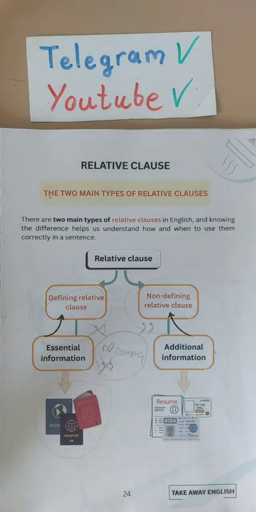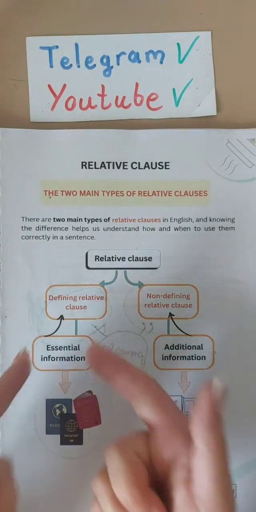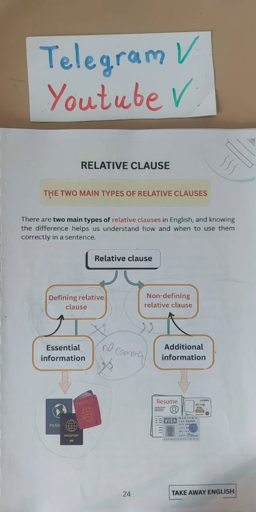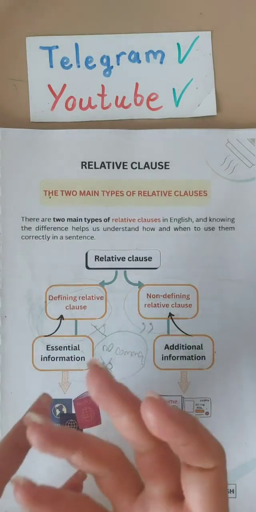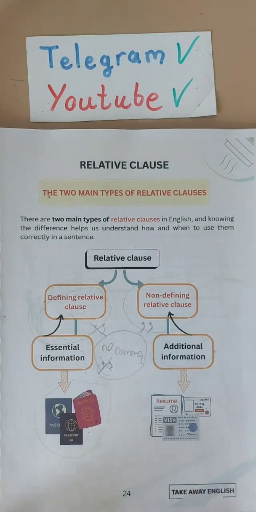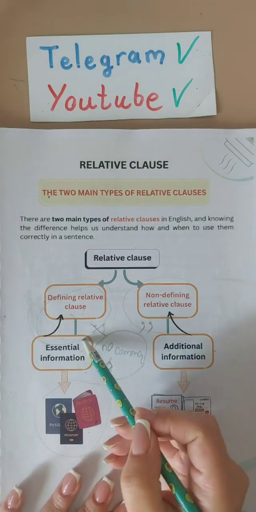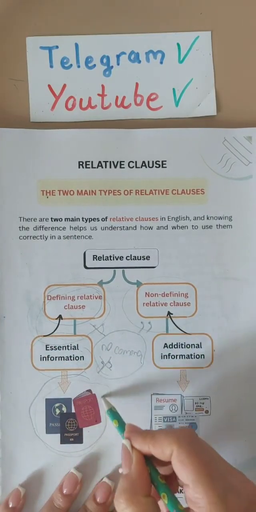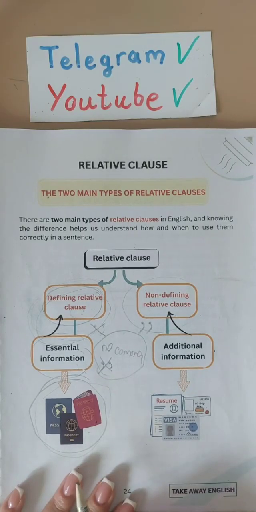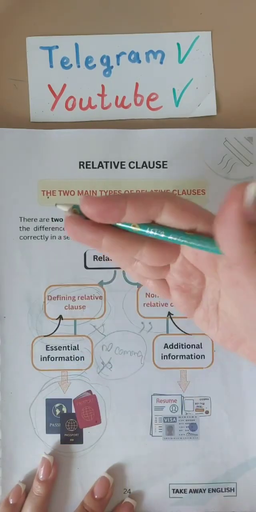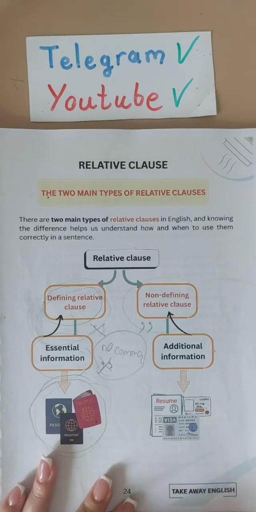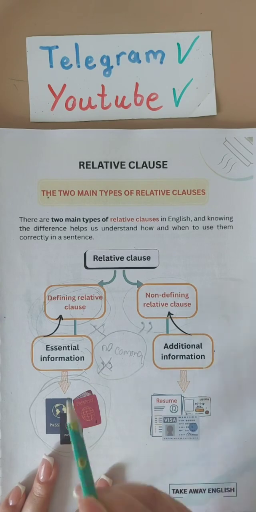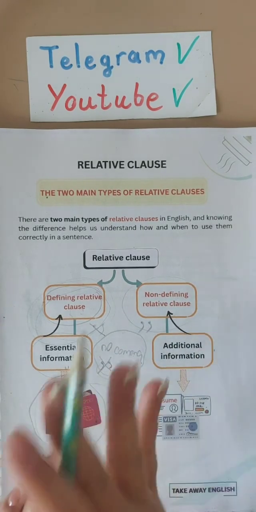Again, defining relative clause, what is it? It helps us identify a person, a thing, place, time, the reason, etc., right? Because without this information, the listener might not understand who you are talking about. So this information, defining relative clauses, are essential and they work like a passport. Why do we need passports? To identify ourselves or to identify someone or something, right? So we always need this information because this information is essential.